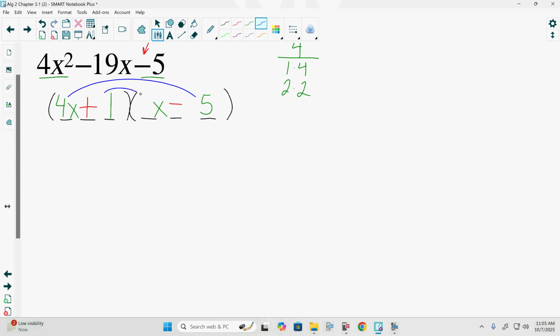And we can check this here. 4x times negative 5. 4 times negative 5 would be negative 20x. 1 times x is going to be plus 1x. Negative 20 plus 1 is going to be negative 19. And we have our x. So this is the correct middle term.